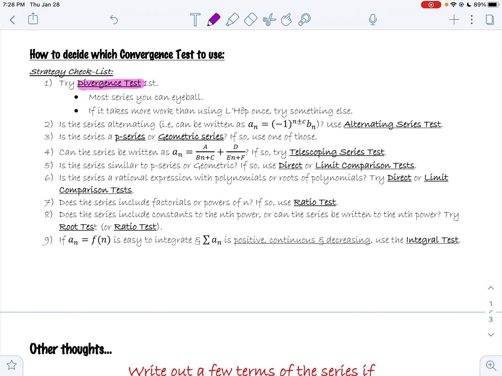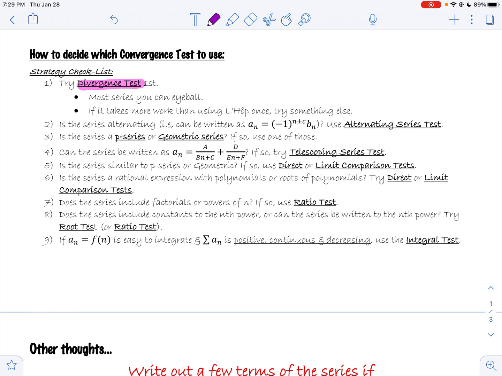And if you're not sure, then it's worth going ahead and maybe doing L'Hopital's or something like that. But a lot of times you can just see it. And if it's too much of a bear of a problem, where you're going to be using L'Hopital's multiple times or something, you might want to try something else, because you don't want to get stuck in the limit hole. All right, so that's the first thing I recommend you try.